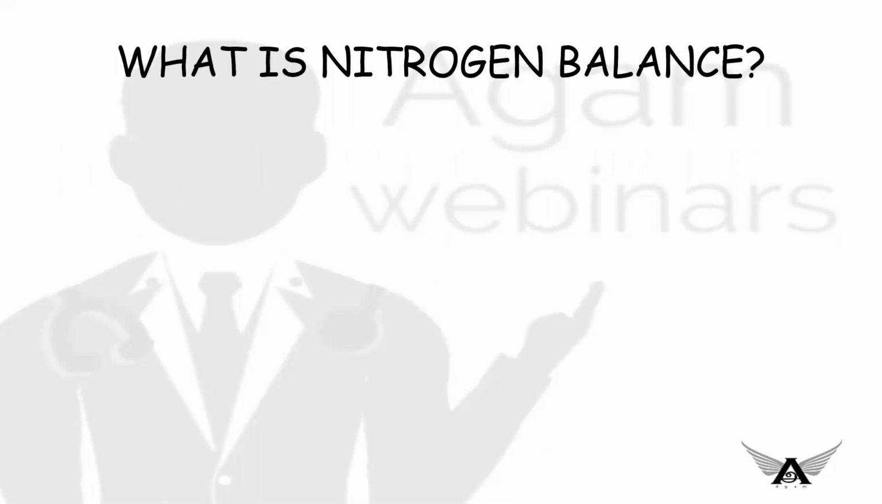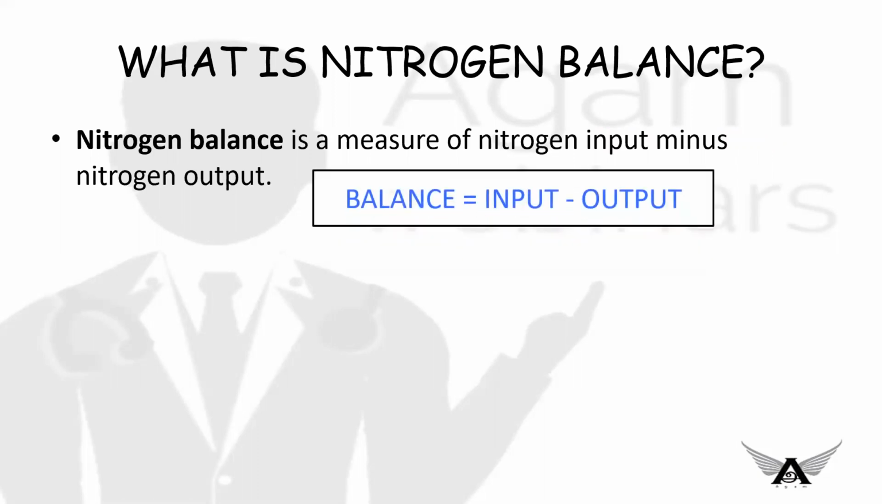Now, we'll see what is nitrogen balance. Nitrogen balance is nothing but nitrogen input minus nitrogen output. Balance is equal to I minus O. So, how this balance occurs, we'll see.